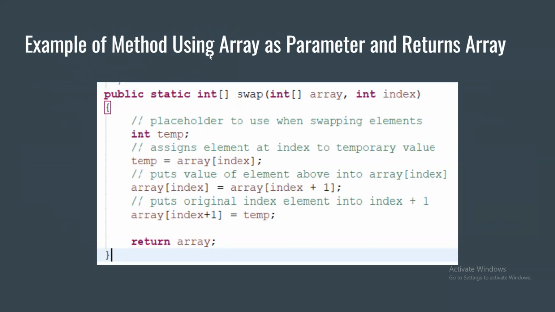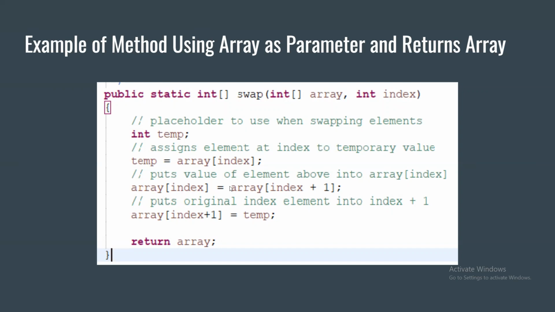Now, this is an example of using an array as a parameter and returning an array. I just used it from our lab that we did, and this is basically just the swap. Pretty much what you're doing in this method is you are taking an array and then you're entering an index of the array. If I want to do the first element, then I would put the index as 0, because that is technically the first element in the array. Then basically you can make modifications to all the elements in it. So I have the temporary placeholder, and then I'm assigning the element at that index to the temporary value.